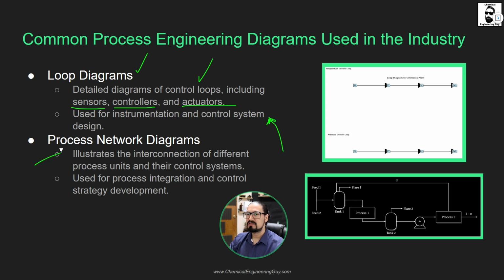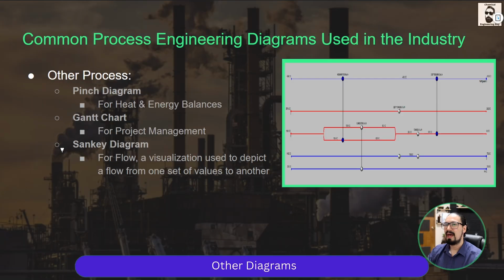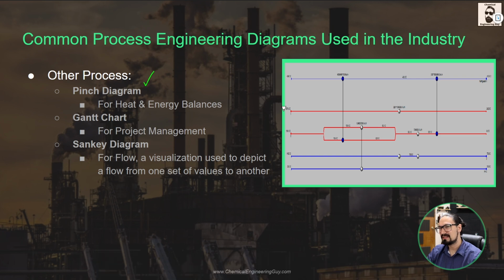We can encounter also process network diagrams, guys, and we have much more diagrams. For instance, the pinch diagram for heat and energy balances, guys. We got the Gantt chart, which is for project management, working tasks with people, with teams, trying to find the bottleneck in the work or the organization. Sankey diagrams, guys, and many other types of diagrams, guys.